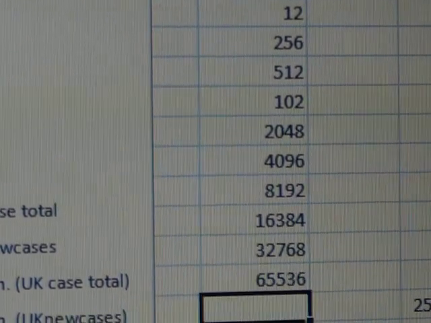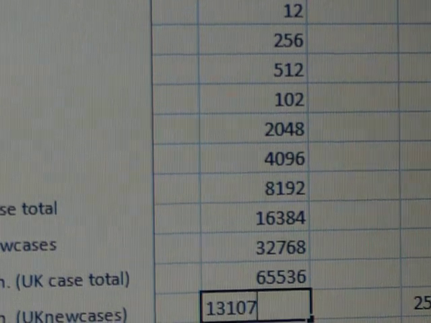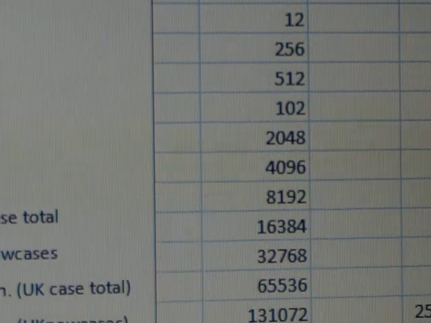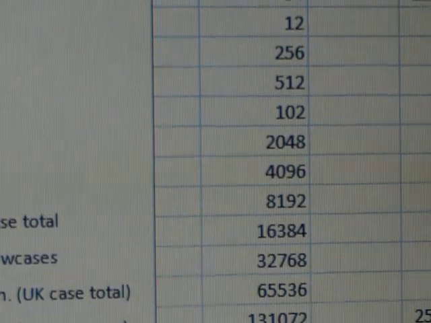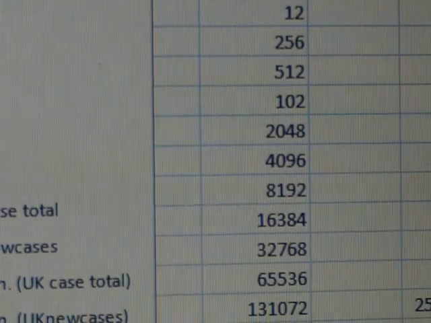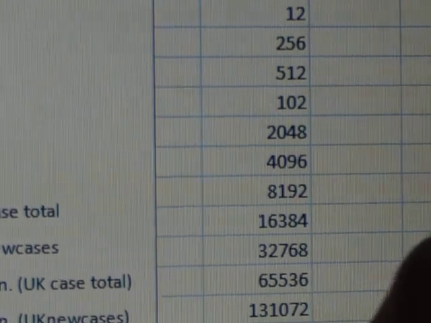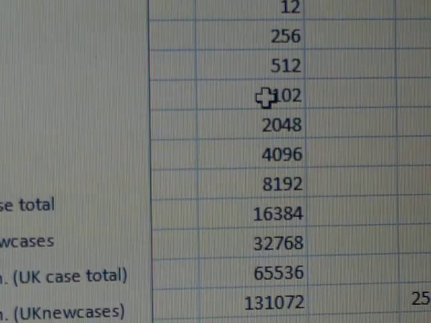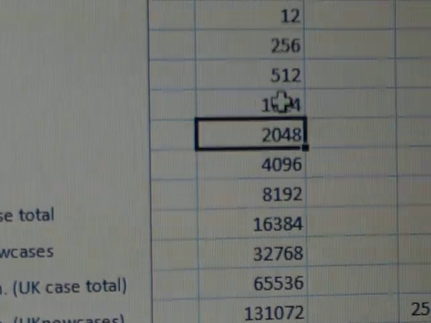65536. There. 131072. I used to remember these numbers when I was a kid, and I can still remember them. 524288. 1048576. That's how many bytes are in a megabyte. That's how many bytes are in a kilobyte. If I wrote 1024, it would be better.